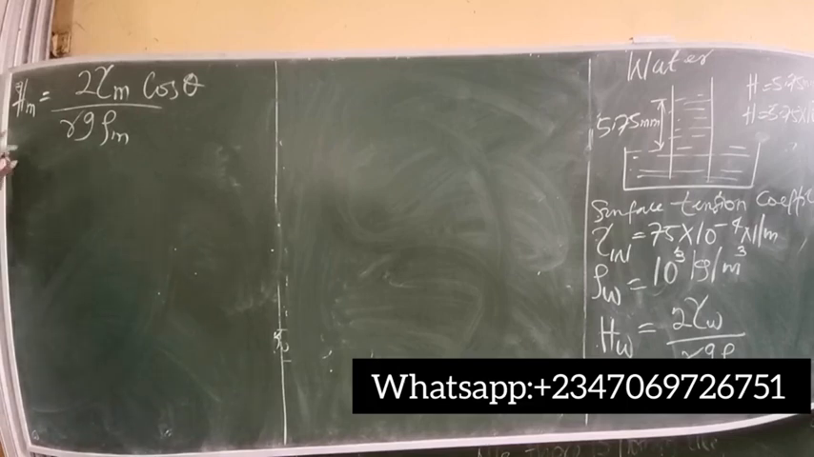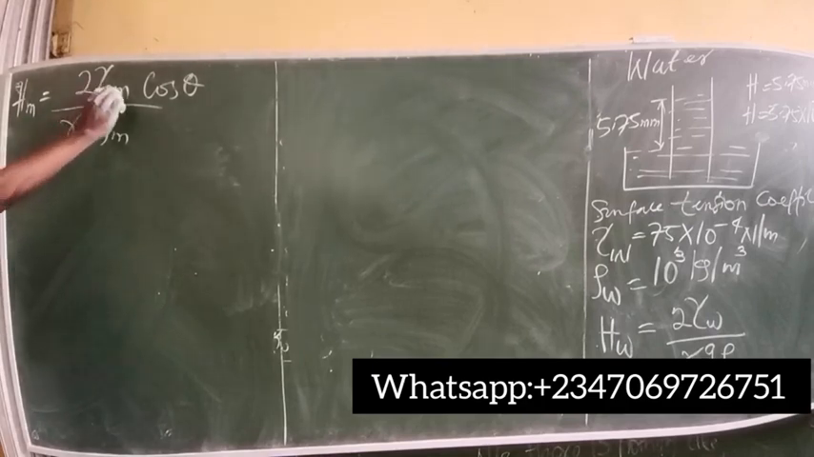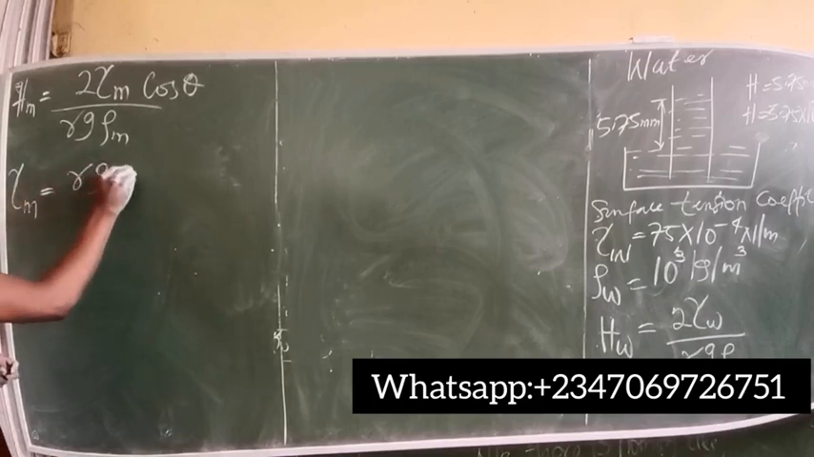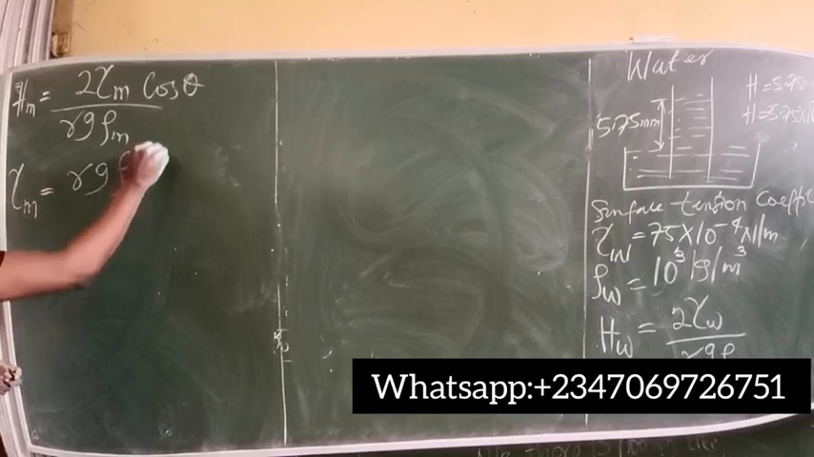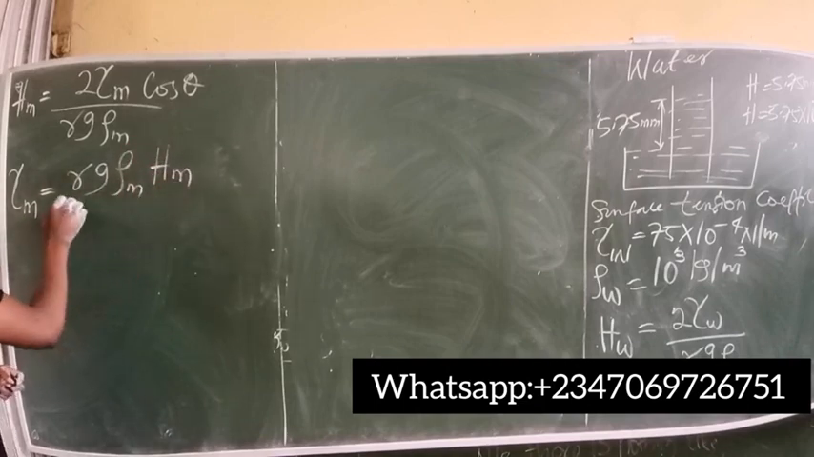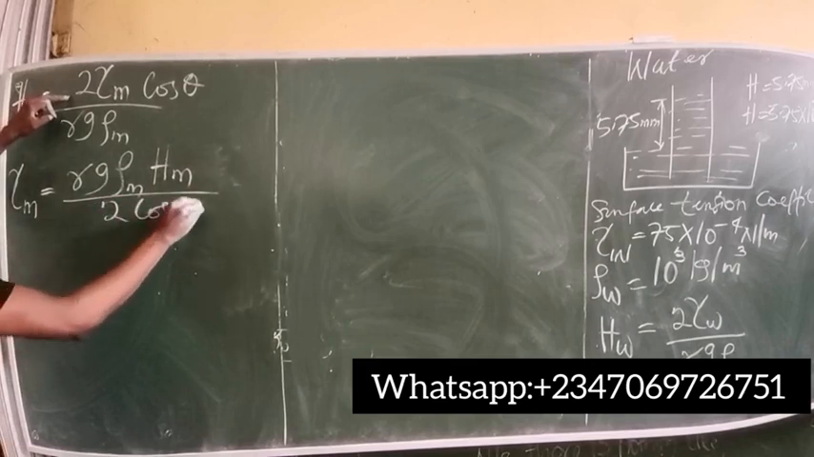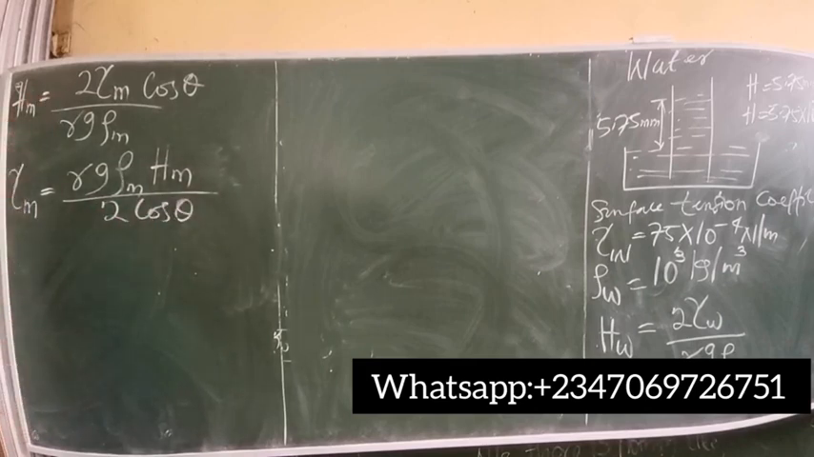Okay, so we know the height of mercury. We know the radius of the tube. We know gravity. We know the density of mercury. This is what we're looking for now, the coefficient of surface tension in mercury. So simply make this the subject of the formula. The coefficient of surface tension in mercury simply becomes the radius times gravity times density of mercury multiplied by the height of mercury in the tube, all over 2 cos theta. So we simply have this.